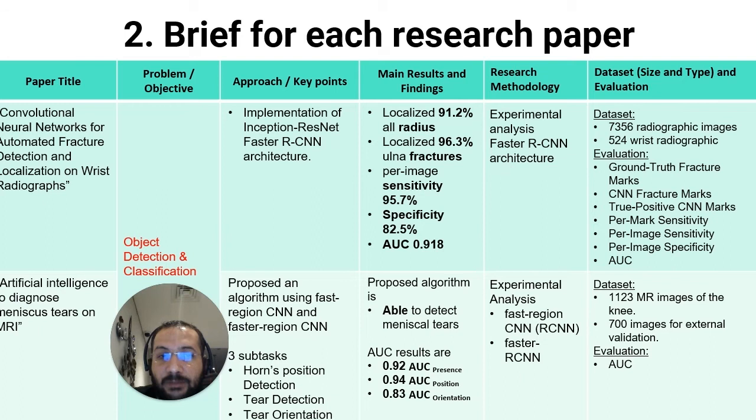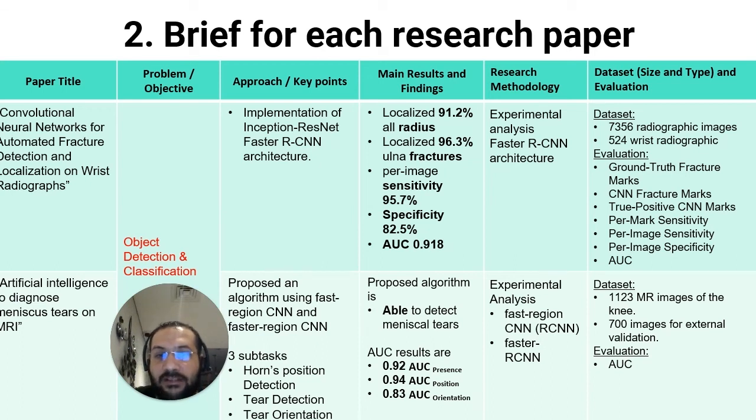The aim of this paper here is to build and evaluate a high performance algorithm to detect and characterize the presence of meniscus tear on MRI images of the knee. So with that, the approach of the paper is to propose an algorithm using the fast and the faster region CNN, and it is divided, as you can see, into 3 subtasks: the horns position detection, tear detection, and tear orientation. The algorithm was trained on 1,123 MRI images of the knee, and 700 images of external validation.